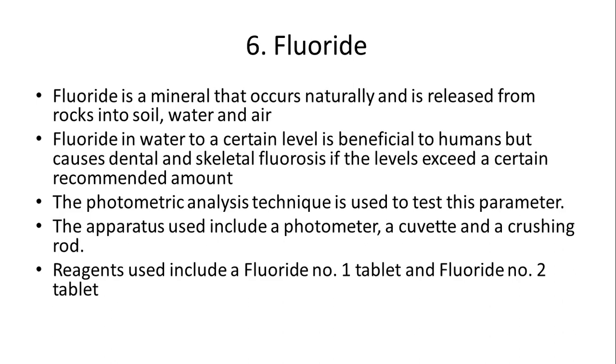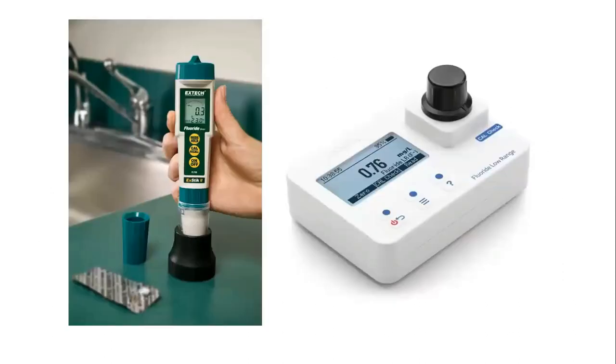For this parameter, we'll use photometric analysis, from the word photo. Basically, you will be passing light of a certain wavelength through your water sample. On the next slide, on the left, you can have an instrument to measure the fluoride levels directly, and on the right you will have your photometer. With this one, you will have your water sample and have light pass through it. But the equipment on your left just measures the fluoride levels directly.